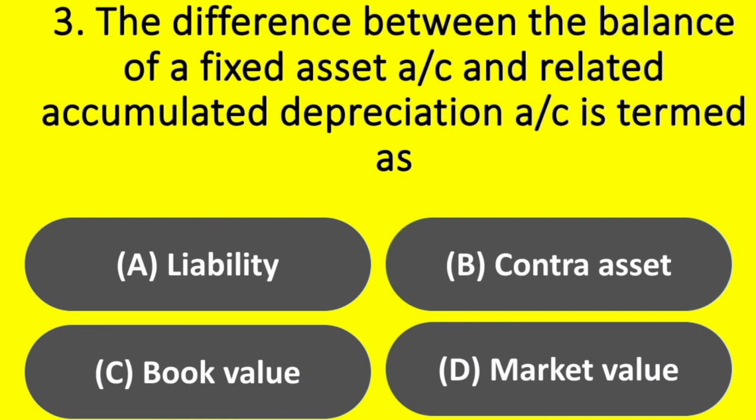The difference between the balance of a fixed asset account and related accumulated depreciation account is termed as: Option A: liability. Option B: contra asset. Option C: book value. Option D: market value. Answer: option C: book value.